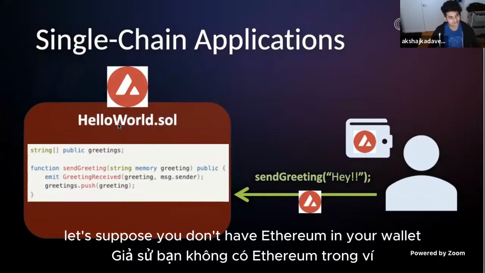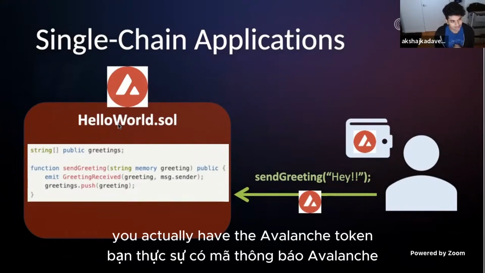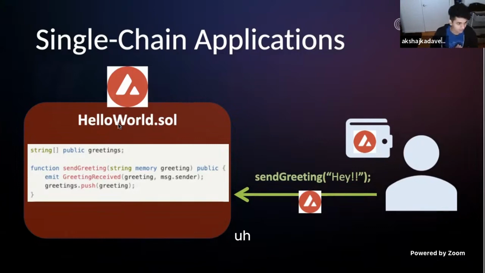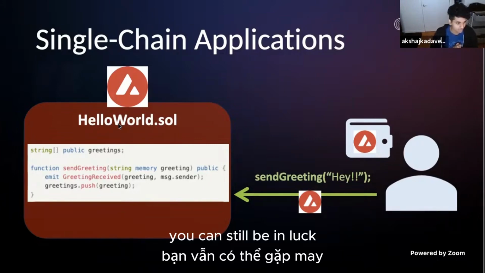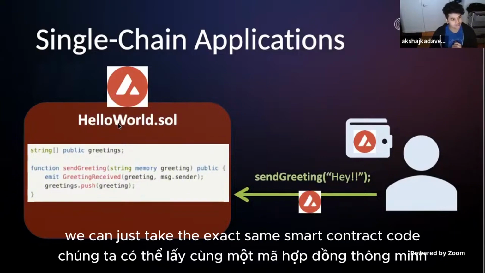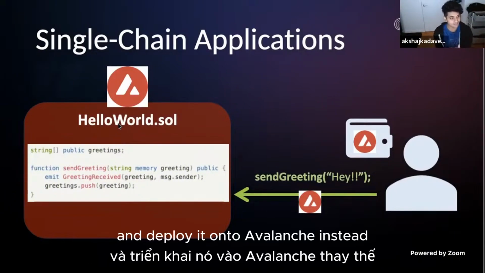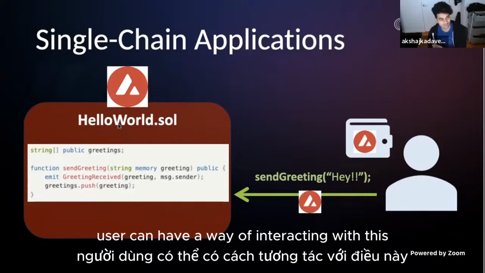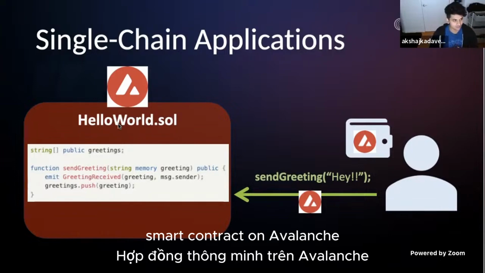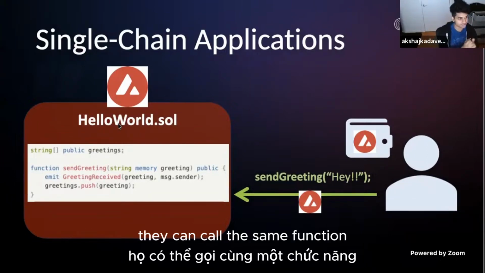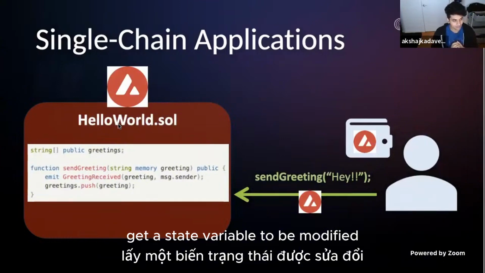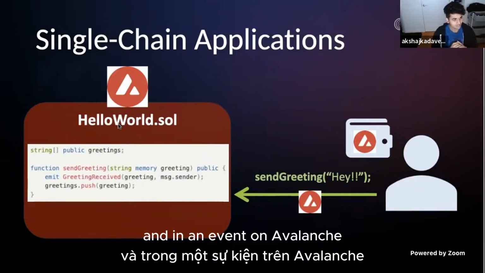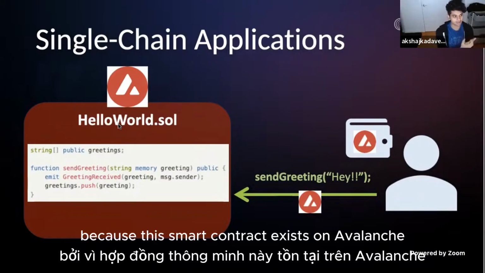So now let's suppose you don't have Ethereum in your wallet. You actually have the Avalanche token. You can still be in luck. We can just take the exact same smart contract code and deploy it onto Avalanche instead. And now this Avalanche user can have a way of interacting with the smart contract on Avalanche. They can call the same function, get a state variable to be modified, emit an event onto Avalanche. And this Avalanche user is now happy because this smart contract exists on Avalanche.